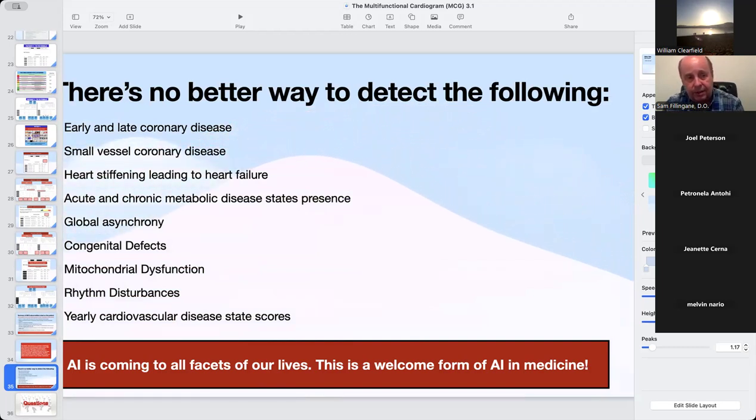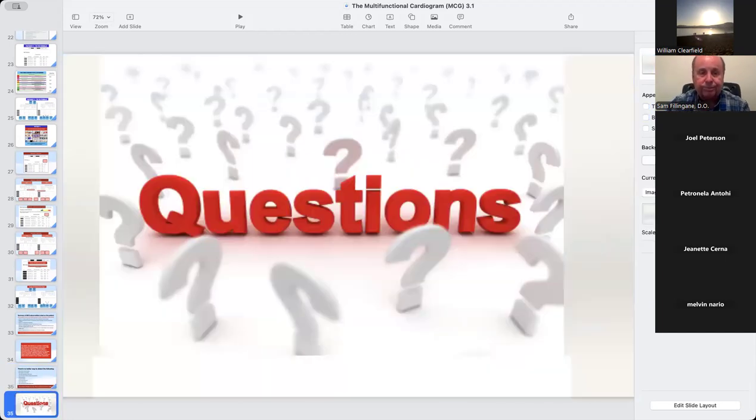Artificial intelligence is here to stay. It's going to have good uses and bad uses. This is absolutely an incredibly good use that's come to medicine.